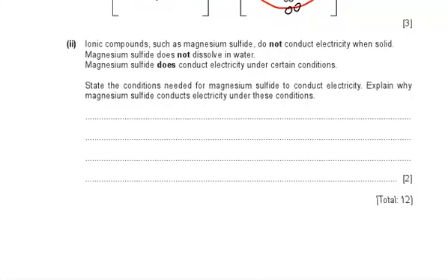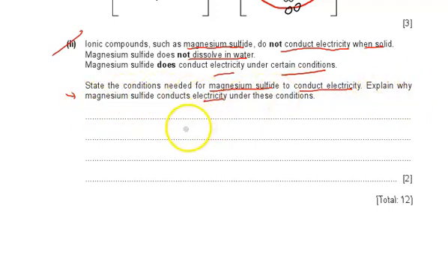Last question for this. Ionic compounds such as magnesium sulfide do not conduct electricity when solid. Magnesium sulfide does not dissolve in water. It does conduct electricity under certain conditions. State the condition needed for magnesium sulfide to conduct electricity. Explain why magnesium sulfide conducts electricity under this condition.